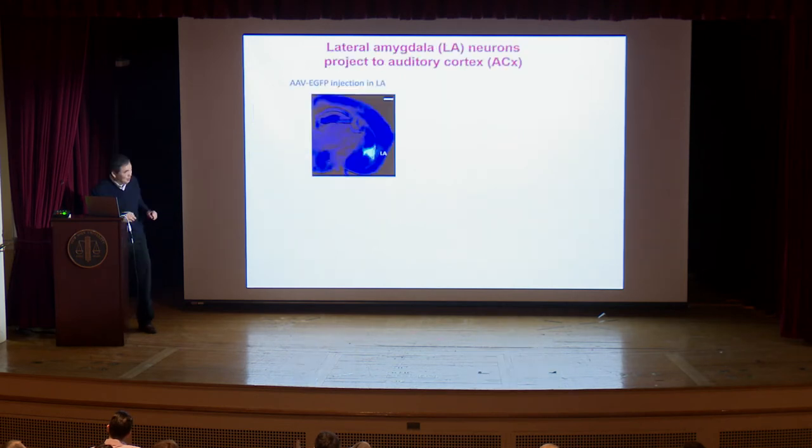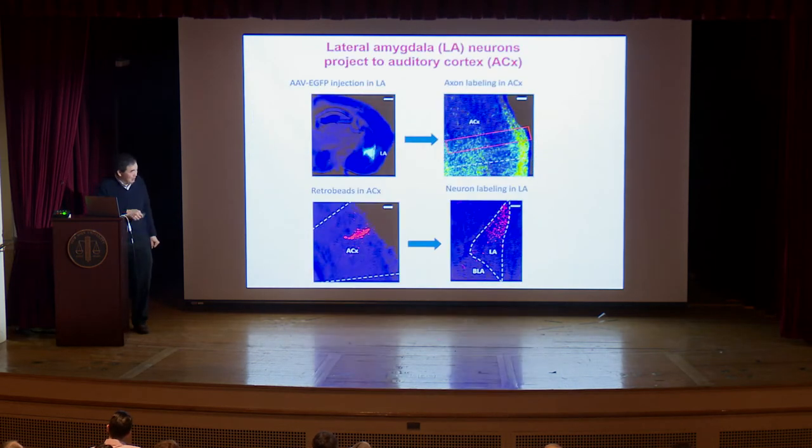Now this projection from the amygdala can be clearly traced. It's a monosynaptic projection to the auditory cortex. You can backtrace with a retrobead injected in the auditory cortex, and you get the labeling in the lateral amygdala. You can also do pseudovirus retrograde labeling, showing that there's a monosynaptic connection from lateral amygdala to the auditory cortex. So that's where I look.